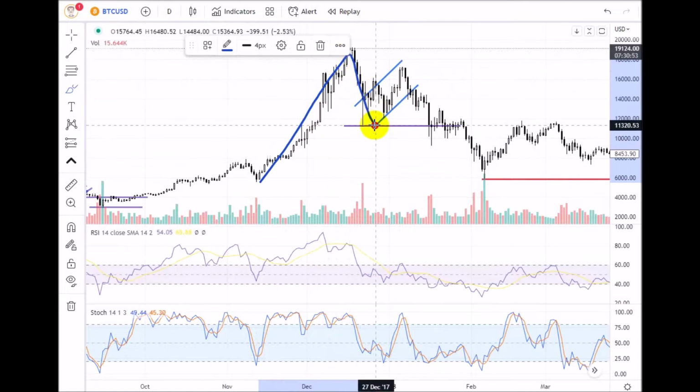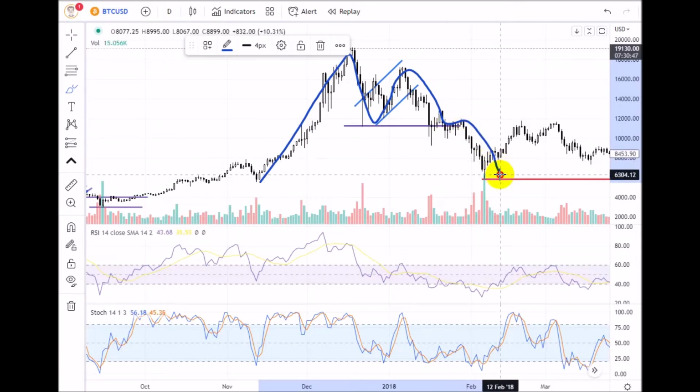A, B down to here, C flags, D down to here, and then eventually it breaks and comes down to here, which sets up the intermediate low.